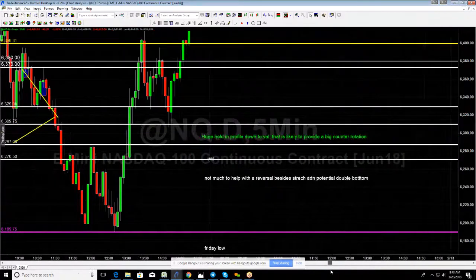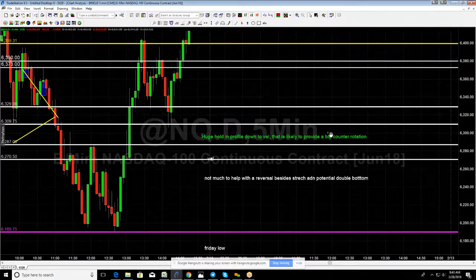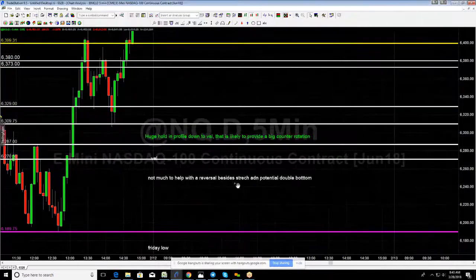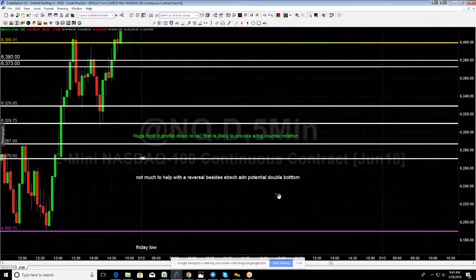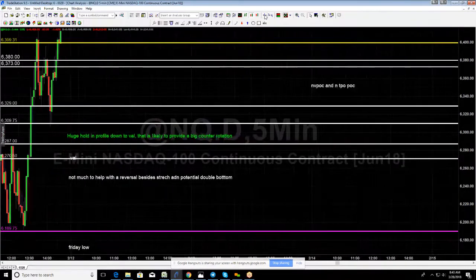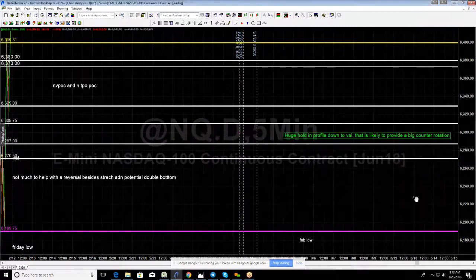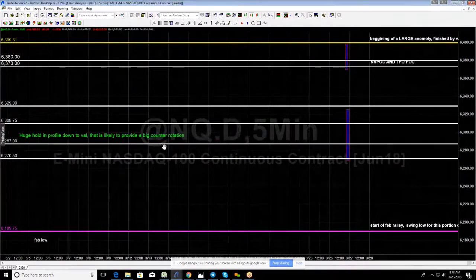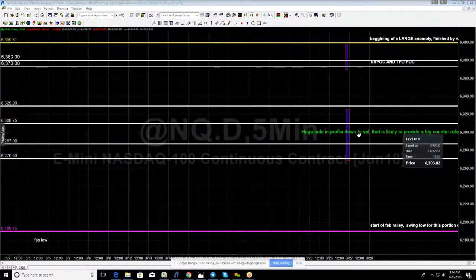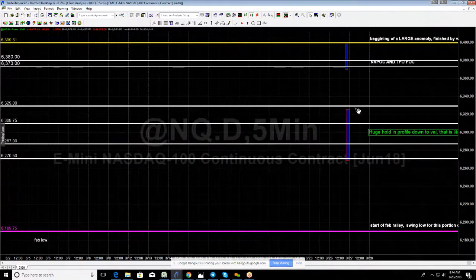Aha! So backside test, huge hole in profile down to value area low. That is likely to be a big counter rotation. Not much to help with the reversal besides stretch and potential double bottom. So let's scoot this all over so I have my notes over here. Here we go. And then we'll go look at that. There we go. That helps. Whole thing is valid, right?